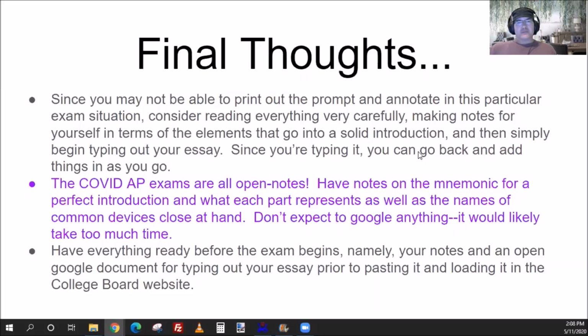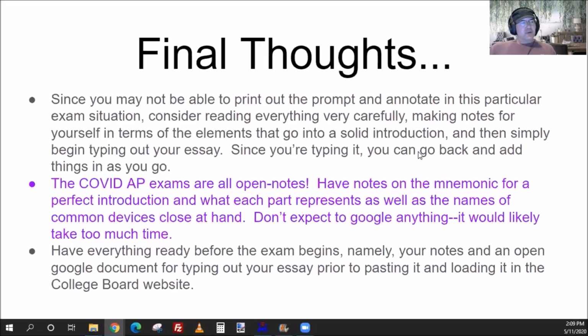Consider reading everything just really carefully, making notes for yourself in terms of the elements that go into a solid introduction, and then simply begin typing out your essay. So since you're typing it, you can go back and add things as you go. Keep in mind, this exam, all the AP exams this year are open notes. So you can have notes with you on what goes into the perfect intro, as we went over, and various things. You could have a list of devices that are commonly found in these essays, and even the definitions with them, so that you can use the terminology if you want.